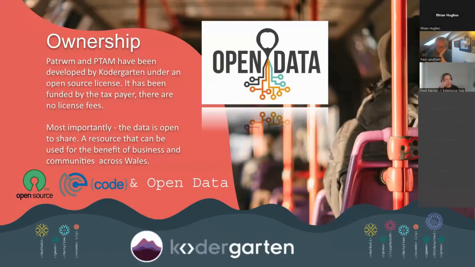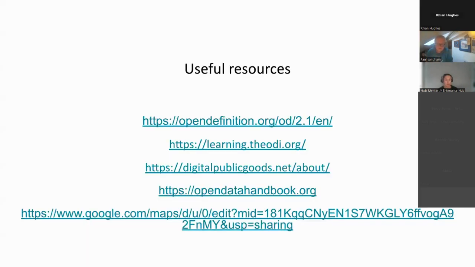Finally, just to emphasize, as you hopefully can see, the two key systems we've developed here are available under an open source license. It's been funded by the taxpayer, so there's no license fees, and the data is open to share. So that's hopefully what underpins the system. We've put some useful resources there covering guidance, training resources, a map of where we are. So yeah, I've managed to make it through till 3 o'clock.